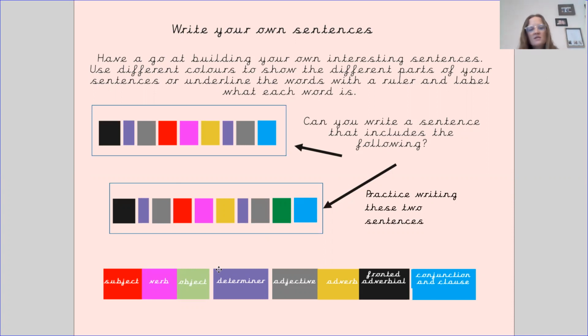So starting with a fronted adverbial, having your determiners, then your adjectives, your subject. We then have the verb, your adverb. We've got another determiner, an adjective, and then the top one has just got a conjunction, and then the bottom one has an object and a conjunction. You can go back and have a look as we were structuring our sentences, but see if you can structure your sentence slightly differently and include these things in them.